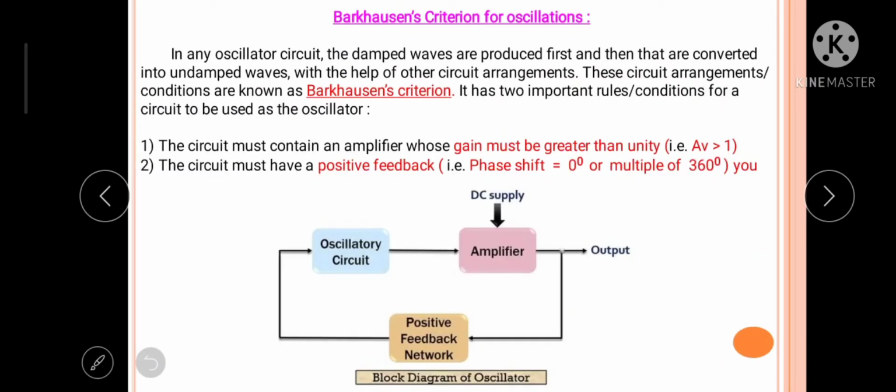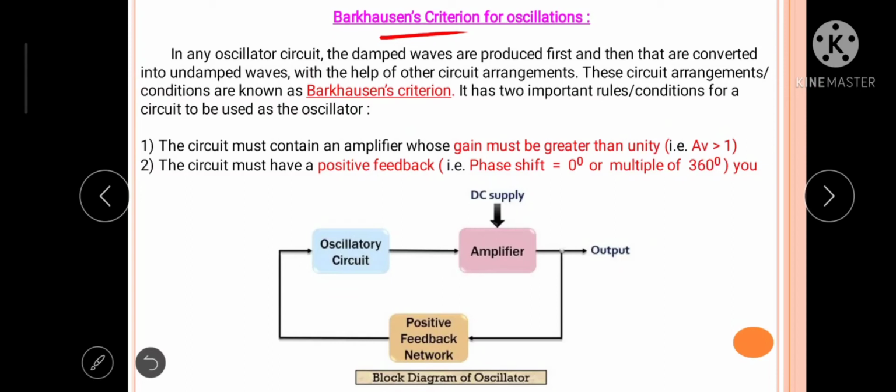Now, in order to have constant oscillations at the output, the oscillator circuit needs to satisfy two conditions, and those two conditions are called Barkhausen criterion. In any oscillator circuit, the damped waves are produced first and then they are converted into undamped waves with the help of other circuit arrangements. These circuit arrangements or conditions are known as Barkhausen criterion. It has two important rules or conditions for a circuit to be used as an oscillator.